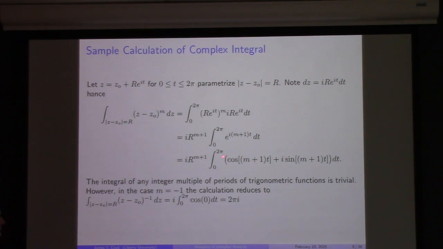That gives me this, which after Euler's formula, or the definition of the complex imaginary exponential, if you like, gives me that. But if we're integrating over integer multiples of sine and cosine, those integrate to 0. Except one possible case, which is m equals minus 1, in which case this gives me a non-trivial integral, like we already saw. So anyway, all right.